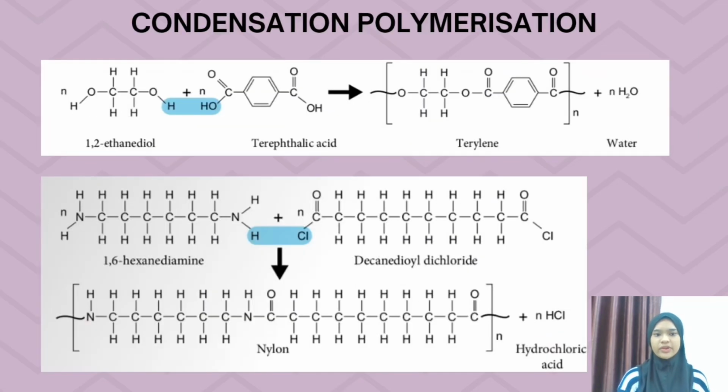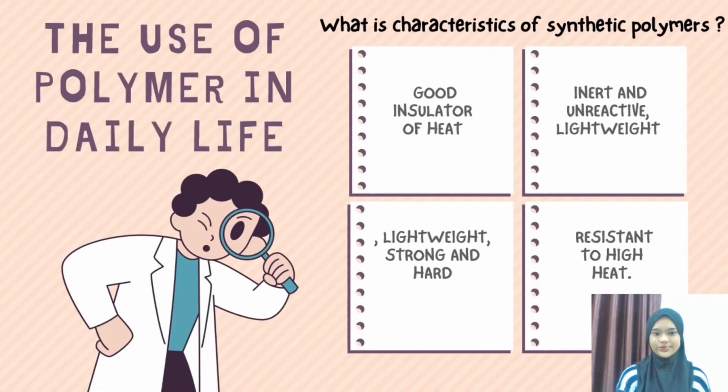One example for condensation polymerization involves two or more different monomers with functional groups and produces not only polymer but also byproducts such as water and hydrogen chloride. Okay, so next we are going to talk about the use of polymer in daily life. What is characteristic of synthetic polymers?